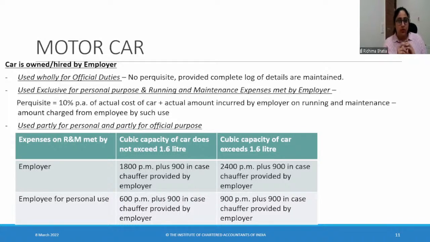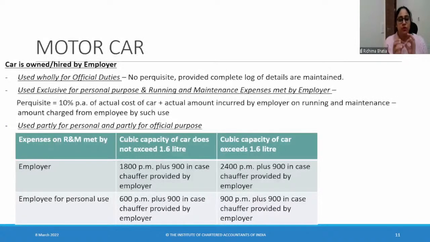three things matter. One is who owns the car, the ownership of the car, meaning employer or employee. Second, for what purpose the car is used. And third, who is bearing the running and maintenance expenses, like petrol and services, all of those. These three things in totality would answer your question on the taxable perquisite.